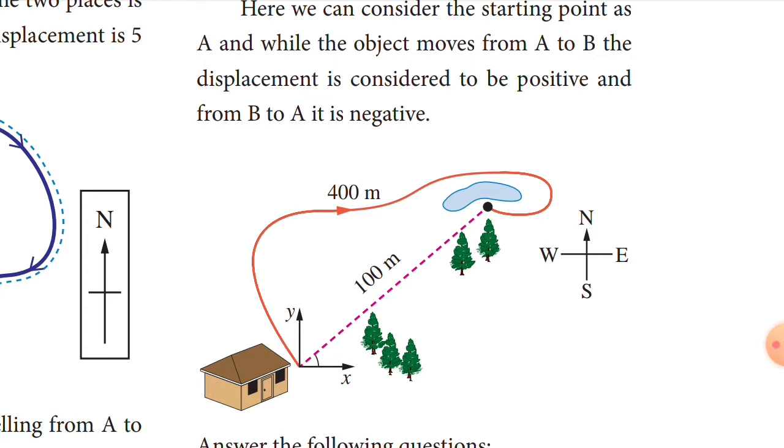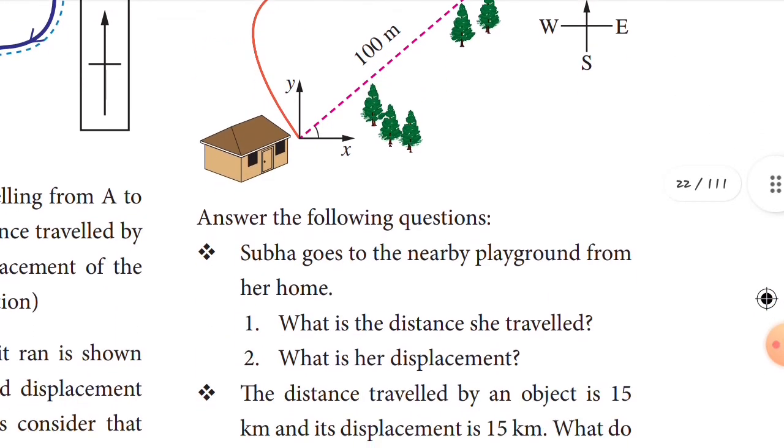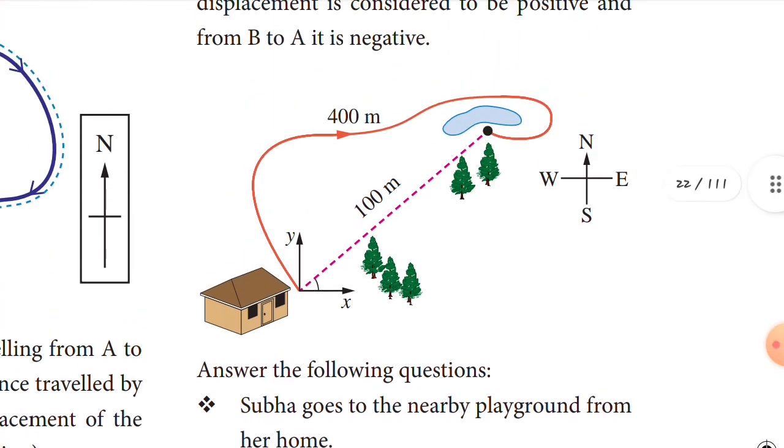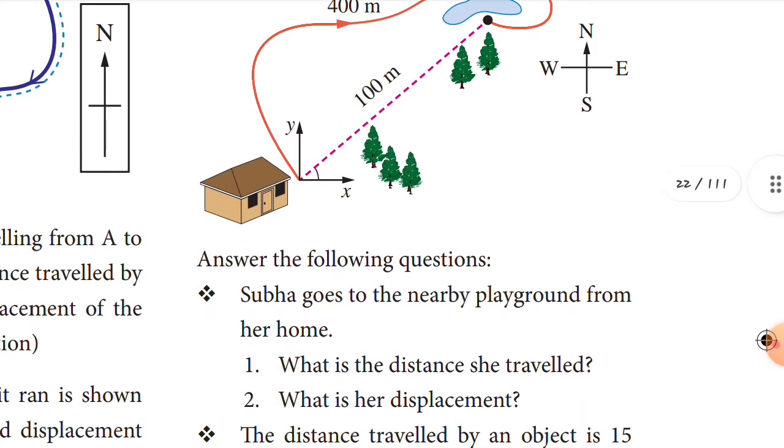And see the first question, children. Shubha goes to the nearby playground from her home. This is the playground. This is the house. And what is the distance she traveled?